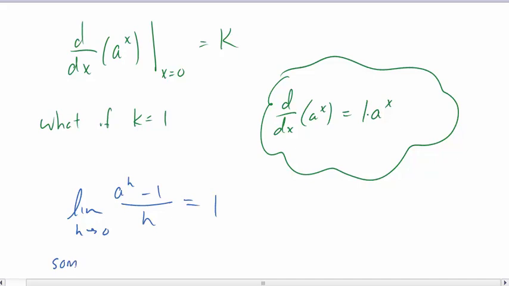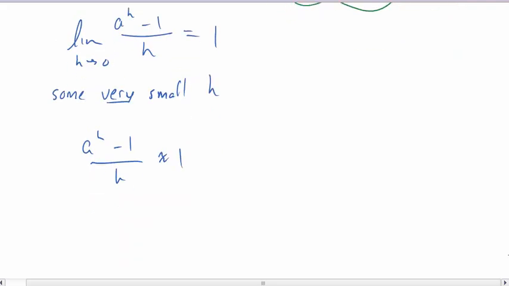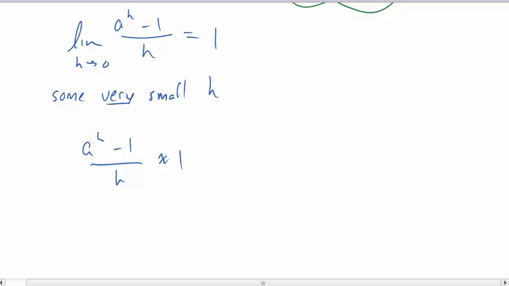And for some very small h, a to the h minus 1 over h is approximately equal to 1. And the smaller the h, the closer we get to 1. Isn't that what limit means after all? So, for all intents and purposes, a to the h minus 1 equals h, and a is equal to 1 plus h to the 1 over h.